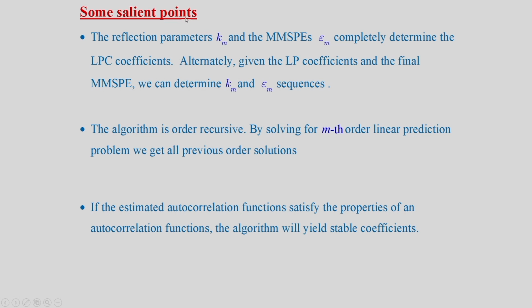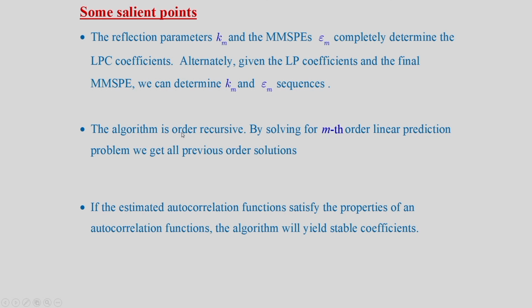Some salient points we have to remember: the reflection parameters Km and the minimum mean square prediction errors epsilon m completely determine the LPC coefficients. Alternatively, given the LP coefficients and the final minimum mean square prediction error values, we can determine Km and epsilon m for the sequence. This may be required for efficient implementation of the LP error filter.